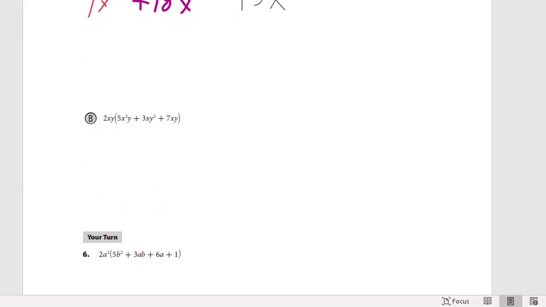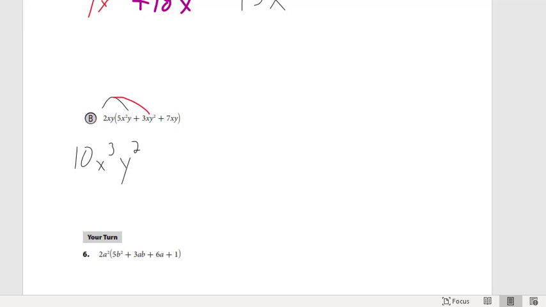All right, we'll look at another example. 2xy times 5x squared y plus 3xy squared plus 7xy. Now we're going to do the same thing. We're going to start, multiply it by the front piece. 2 times 5 is 10. X times x squared is x to the third. And y times y makes it y squared.